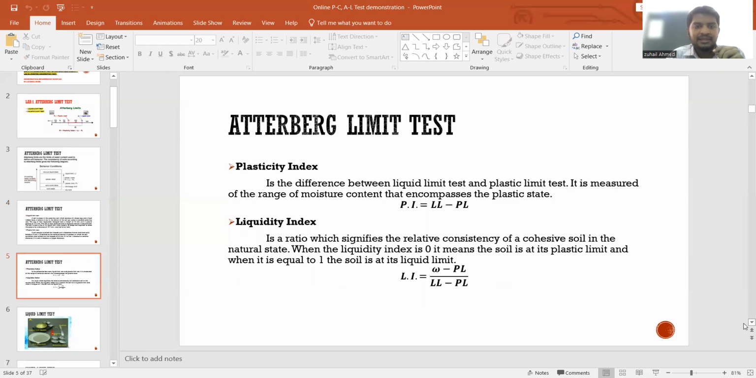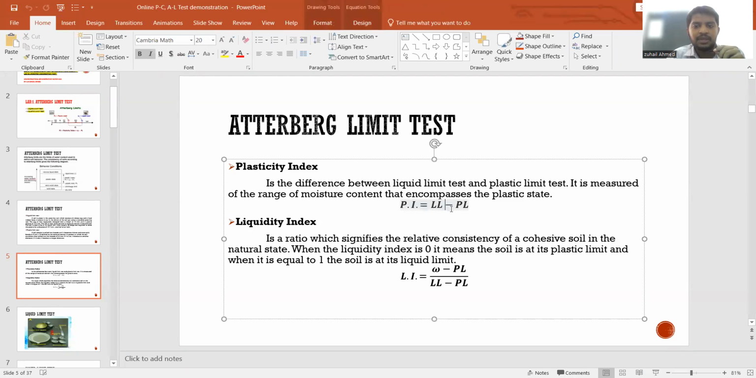Then the plasticity index. I already told you, between the liquid limit and plastic limit, you can find some value. That value is called the plasticity index, the difference between the liquid limit and the plastic limit. According to that, you can describe the plasticity behavior of that particular sample. I will show you some of the behaviors.